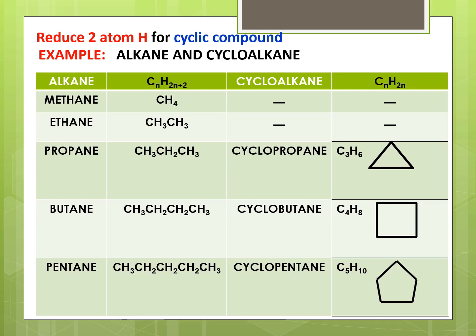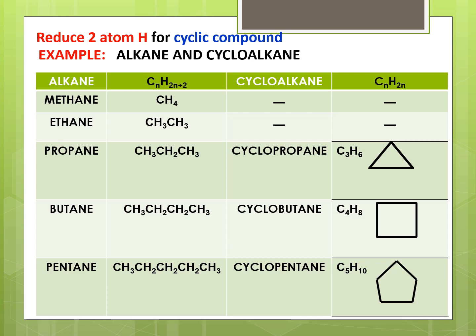For the cyclic compound, we reduce 2 hydrogen atoms. We start from propane, CH3, CH2, CH3, which is C3H8, so the cyclic one will be cyclopropane, C3H6. Butane, CH3, CH2, CH2, CH3, and cyclobutane, C4H8. Pentane has 5 carbons, so it will be cyclopentane.